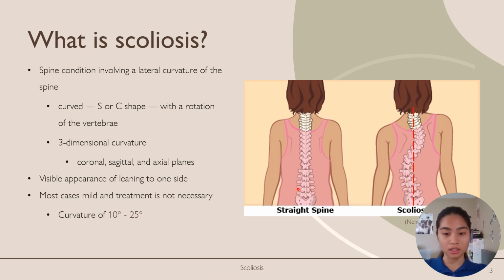Over here, there's an image of a straight spine and a spine with scoliosis on the posterior view. On the straight, healthy spine, there are vertebrae stacked upon another on the mid-sagittal plane. Meanwhile, spines with scoliosis have lateral curvatures, going away from midline towards the side of the body. Some visible appearances or symptoms are when one shoulder is higher than the other, or one's leaning to one side. Most cases are mild and don't need treatment, with curves between 10 to 25 degrees.